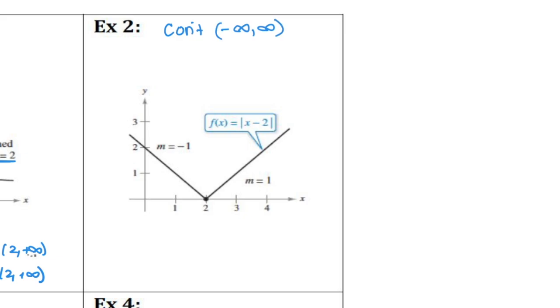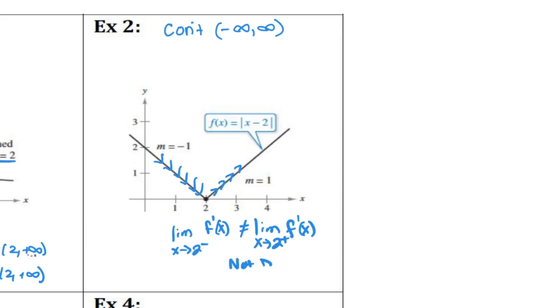However, let's talk about differentiability. Can you see that the slope is heading downward to the left of 2? And then it's heading upward on the right of 2? We have a problem at x equals 2. So it's continuous everywhere, but the limit as x approaches 2 from the left of f prime of x is not equal to the limit as x approaches 2 from the right of f prime of x. And because of that, this function is not differentiable at x equals 2.